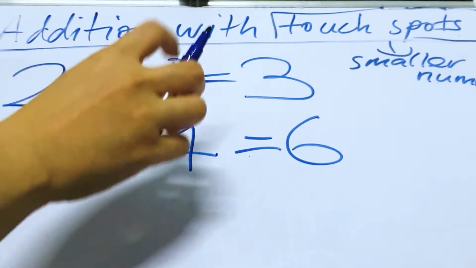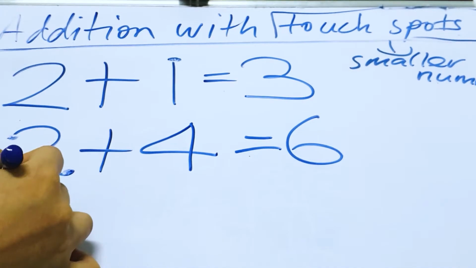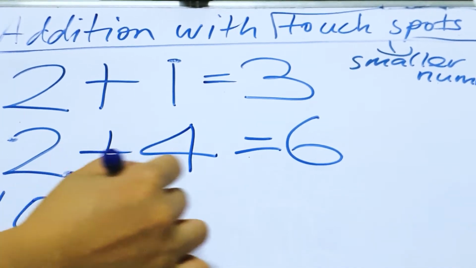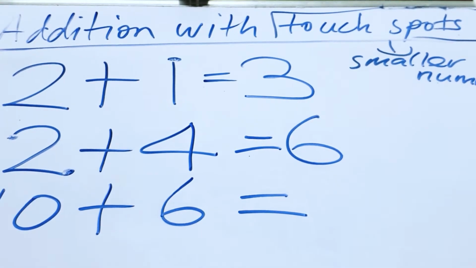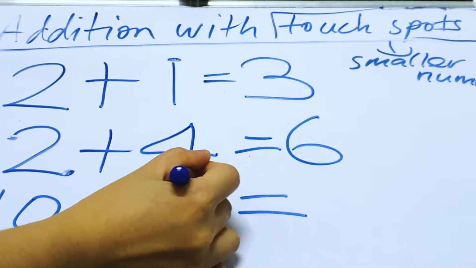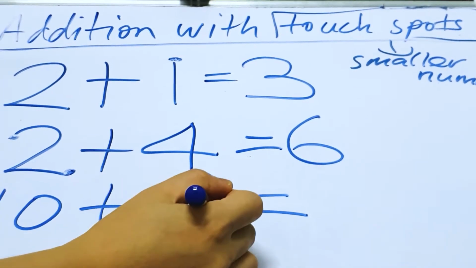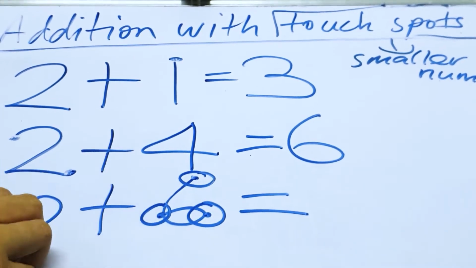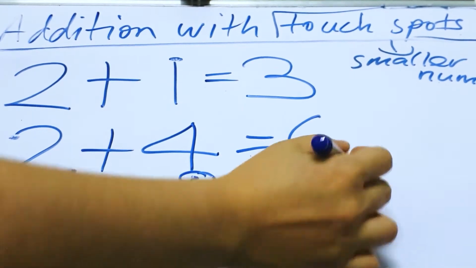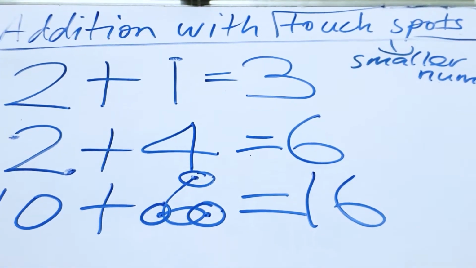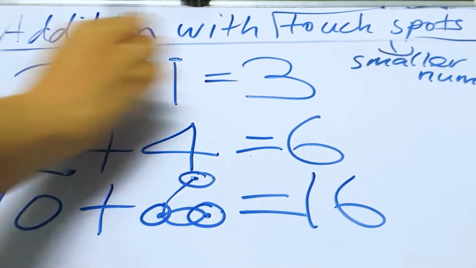So this one is a very basic one. What if I have another number, like 10 plus 6, for example? Touchspot on the smaller number. Which one is the smaller number? The smaller number is 6. So 1, 2, 3, 4, 5, 6. So 10, 11, 12, 13, 14, 15, 16. So the answer is 16. This addition is a very basic one.